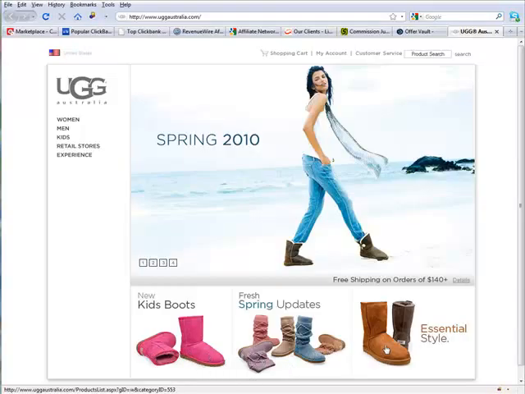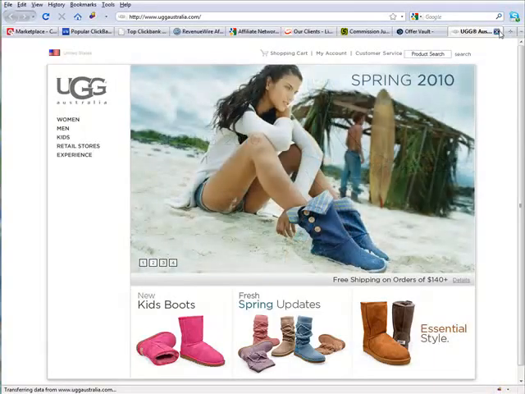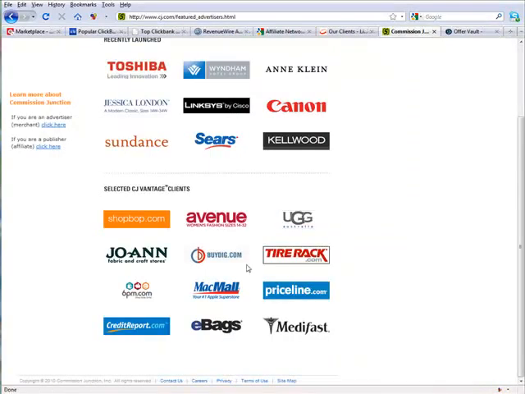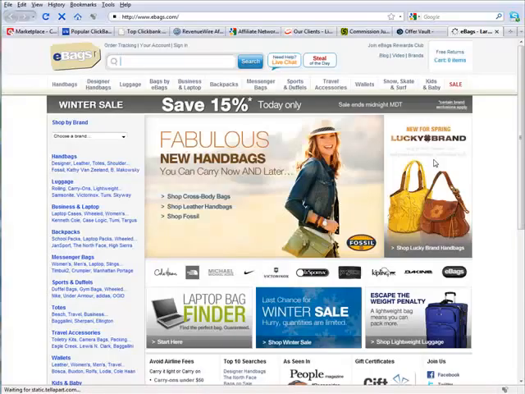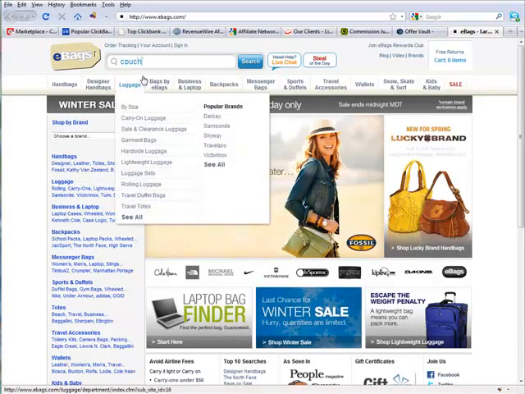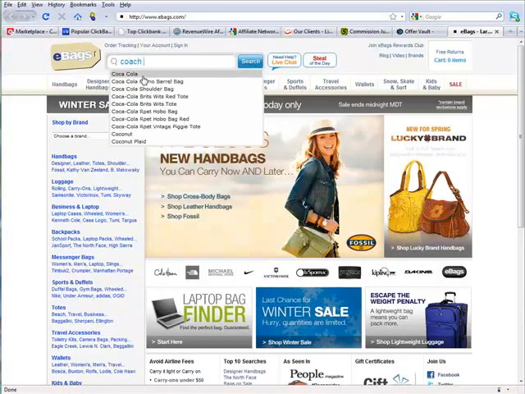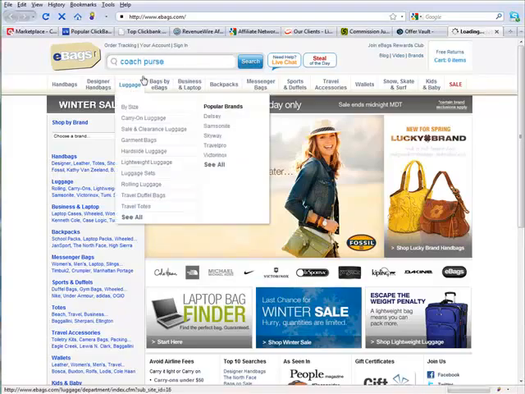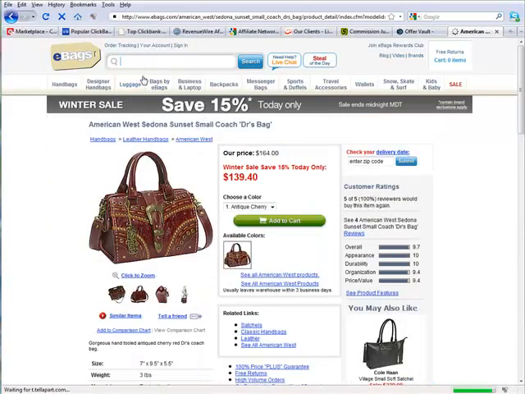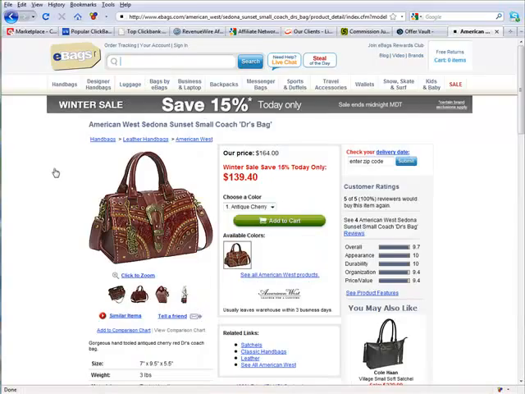But yeah, so you can promote Uggs through Commission Junction. You can promote creditreport.com, eBags. So there we go. eBags is potentially one that may have something here. So remember in the last step we found the coach purse. There we go. So there's a nice looking coach purse that you can promote.